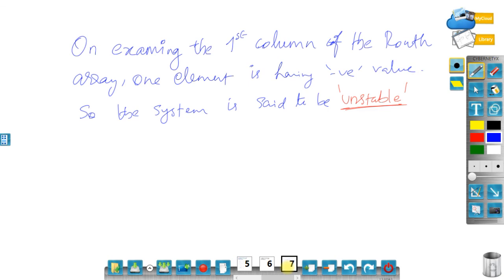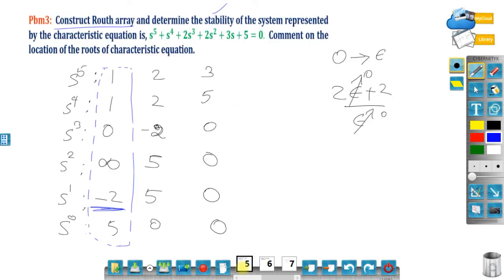And another thing is, we are also asked to comment on the location of the roots of the characteristic equation. This is very important, right? So how to find the location of the roots? Okay, how many roots are present in the right side? How many roots are present in the left side of the S plane? This is our requirement. Okay, in order to find it, you have to watch the sign changes.